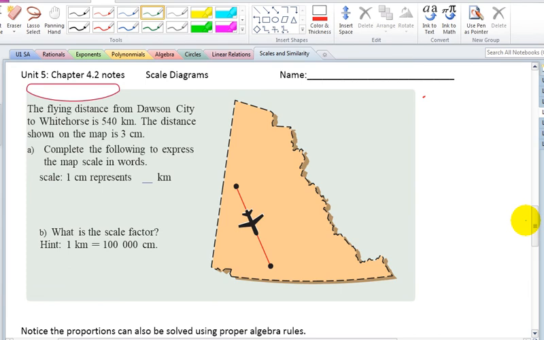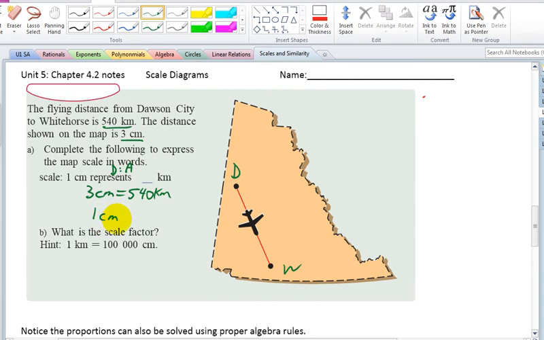So social studies teachers often use scales with maps. Here we have the distance from Dawson City to Whitehorse. It's 540 kilometers. On the map, it's 3 centimeters. Okay. So on the map, 1 centimeter represents how many kilometers? So let's write down what we start with. 3 diagram, actual. So 3 centimeters represents 540 kilometers.